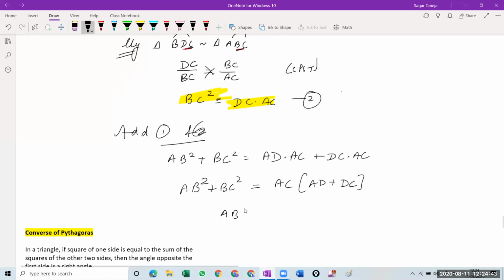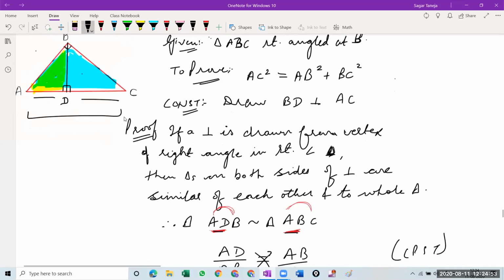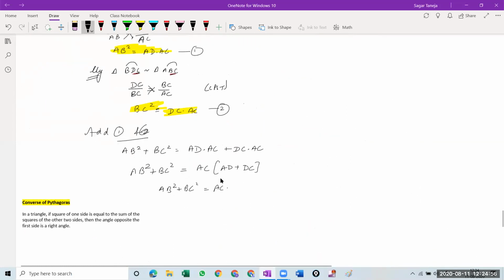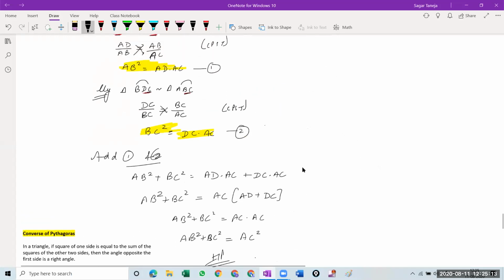Now AB square plus BC square is equal to AC into what is AD plus DC? See in the figure. AD plus DC is full AC. So we can write here in place of AD plus DC, AC. So AC into AC will be AC square. So this is proved. That's only what we have to prove: hypotenuse square equals perpendicular square plus base square. Note it down. If you have any confusion, if you want to ask anything, you can ask.